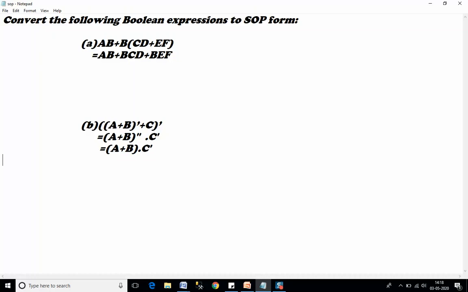Now we have to convert it into the SOP form. So we will simply now apply the distributive law. After applying the distributive law, it will be equal to A C complement or B C complement. So if you see this final term which we got, this is basically in the SOP form, because we are having the product terms as A and C complement or B and C complement.